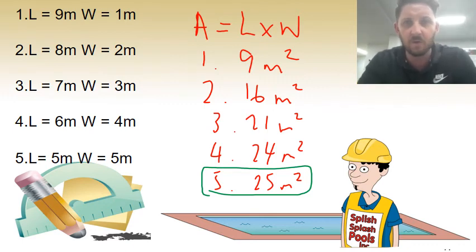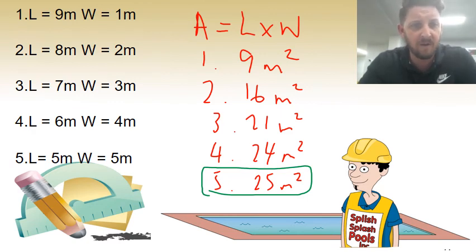All right, hopefully you've had a really good look and you can probably see now that the bigger the difference between the length and the width, the smaller the area. The smaller the difference between the numbers, the larger the area. If we look at the first one, 9 and 1, there's an 8 meter difference. We can see it has the smallest area.